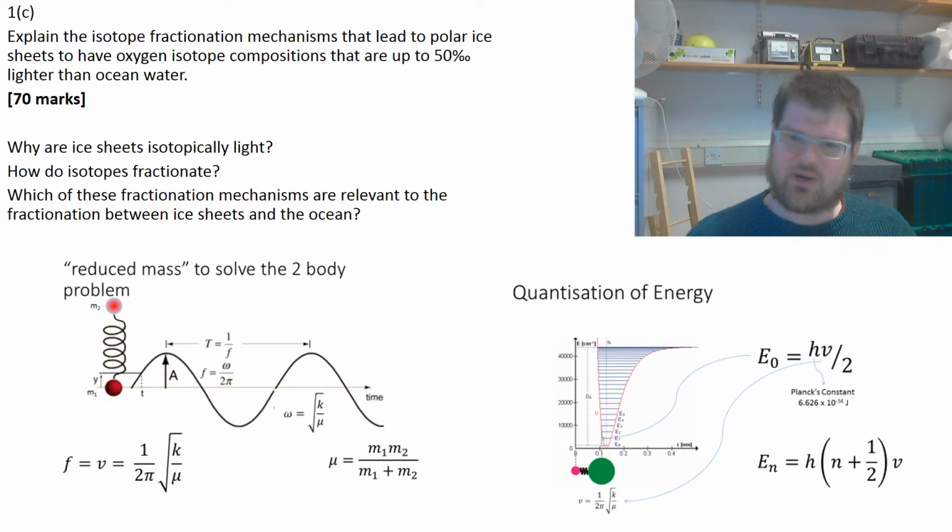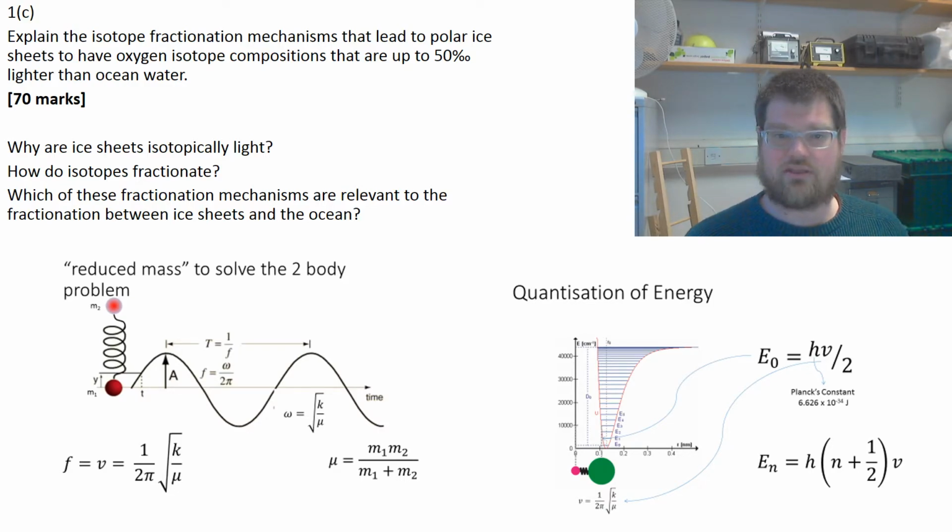You could have gone into a little bit more detail to get yet more marks, to try and explain why it is that heavier isotopes prefer to go into stronger bonded environments. So if you had two phases, one with a strong bond, one with a weak bond, why is it that the heavier isotopes tend to preferentially fractionate into those stronger bonded sites?